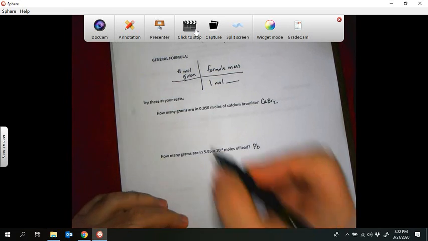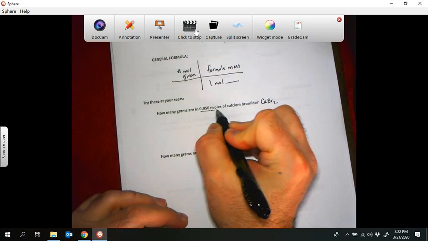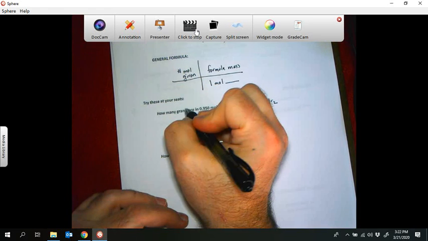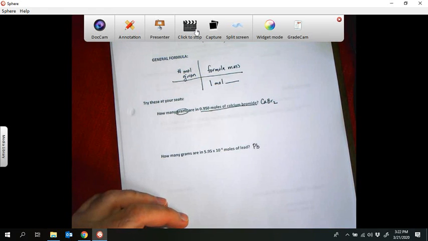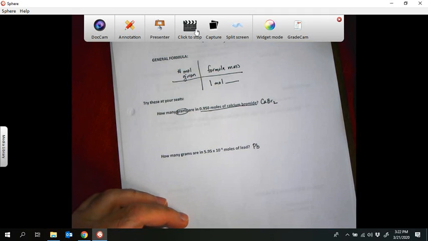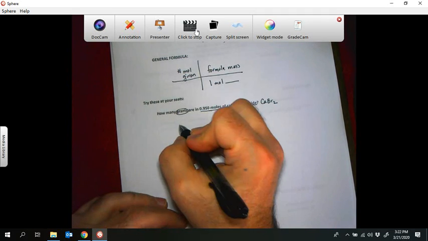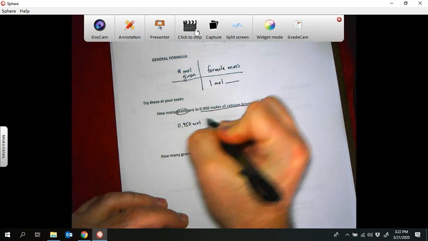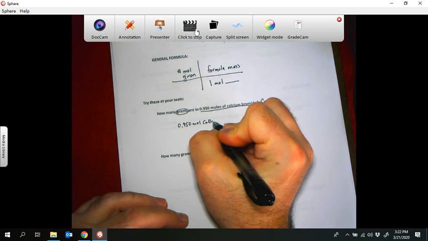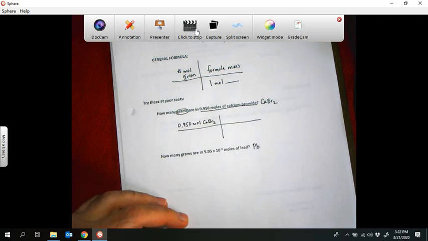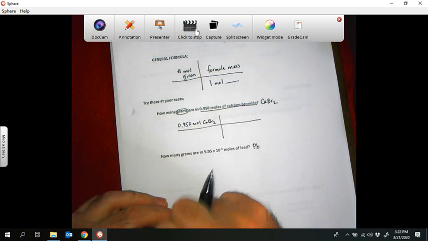So we are given 0.950 moles of calcium bromide, and we're looking for grams. So we know that this is a mole to gram problem. I also gave you in the last video the formula for calcium bromide. So we always start with what we're given, 0.950 moles of whatever it is, in this case CaBr2. This is a one-step conversion, so we're going to set up our conversion table.